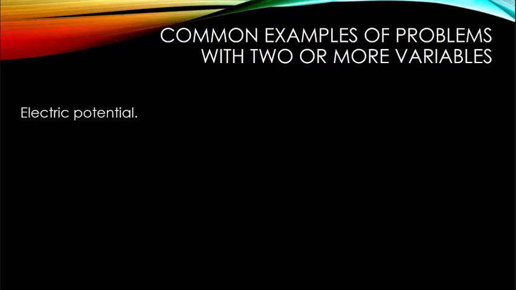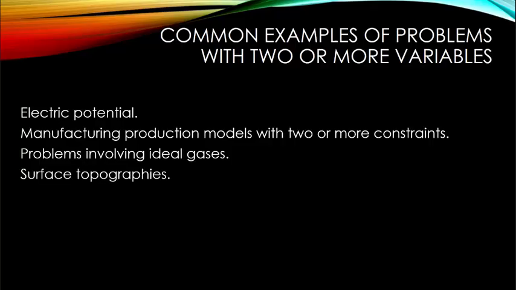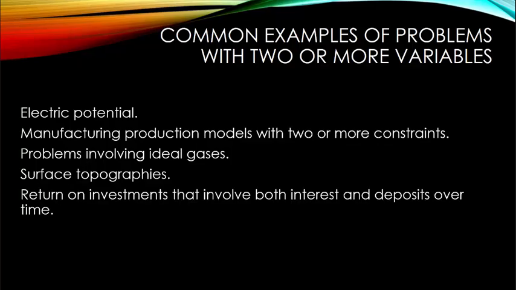Some common examples include electric potential, manufacturing production models where I have two or more constraints on my manufacturing process, problems that involve ideal gas species, creating and analyzing surface topographies, evaluating the return on investments that involve both interest accrual and periodic deposits over time, or cyclonic weather patterns.